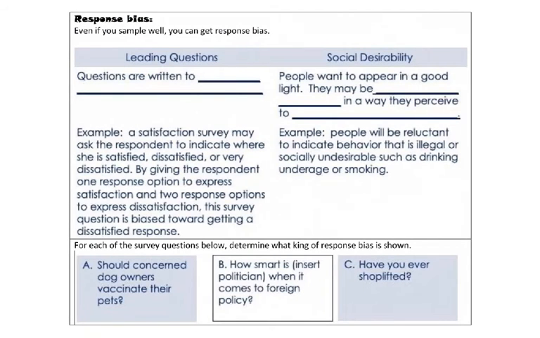All right. So there's something called response bias. Even if you sample well, you can still get a response bias. So those may be 2 different things. They can be leading questions or they can be social desirability. So leading questions are written to evoke specific responses.